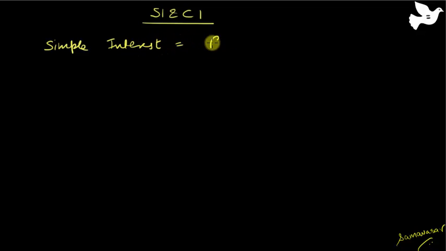formula is principal into rate into time divided by 100. So principal is the amount that you are investing. Rate is the interest rate that you receive on that principal, and T is the time period for which you are investing that sum. So this is the simple interest.